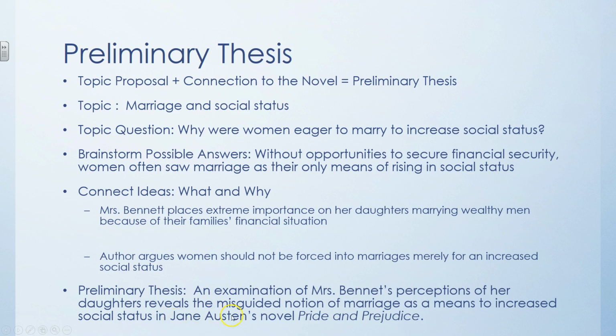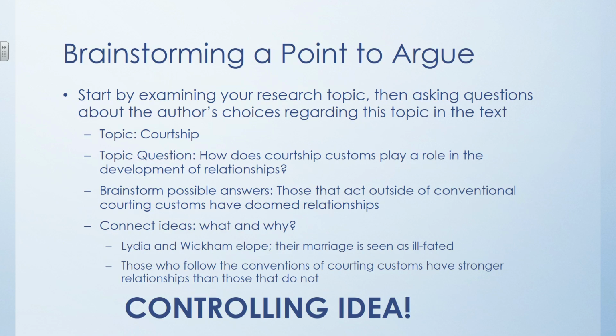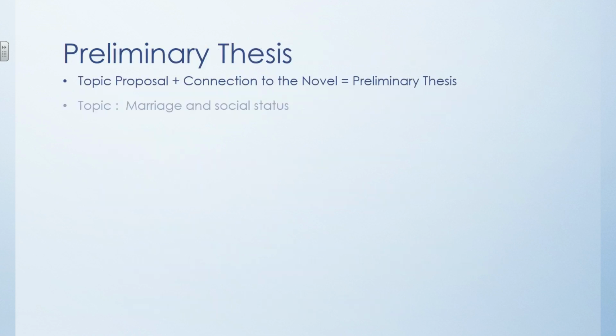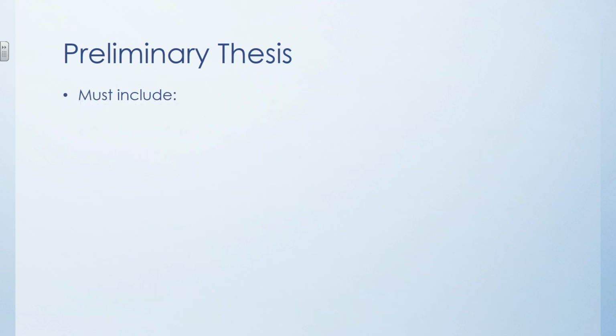I, of course, have the author, the title, and the type of literature, Jane Austen's novel Pride and Prejudice. But I also have this key word in here, which is "misguided." That's a judgment. Remember our judgment back in the controlling idea, that those who follow the conventions of courting customs have stronger relationships, and I said that's a judgment that I'm making. Well, the same thing is seen here in this preliminary thesis statement when I say that it's misguided. So you have to have that key word or phrase that lets me know this is your judgment, this is your debatable idea. So that's your preliminary thesis.